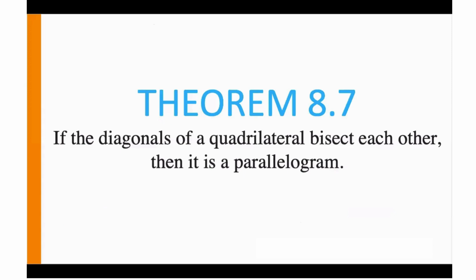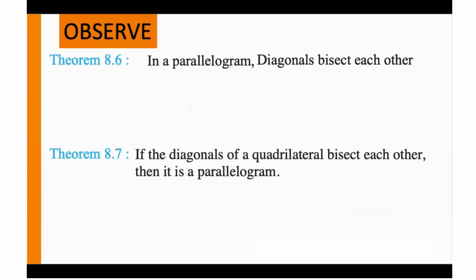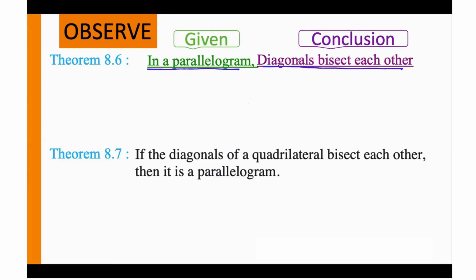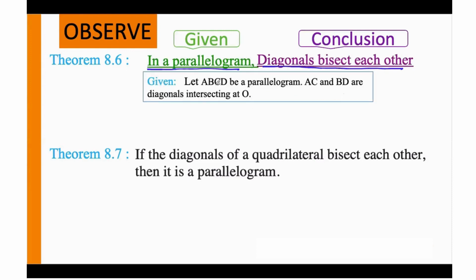8.7, which states that if the diagonals of a quadrilateral bisect each other, then it is a parallelogram. Now observe the statement of theorem 8.6. 8.6 states that in a parallelogram, diagonals bisect each other. So we were given a parallelogram and we had to prove that diagonals bisect each other.